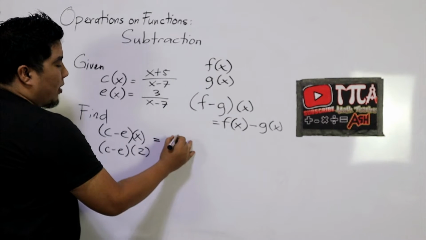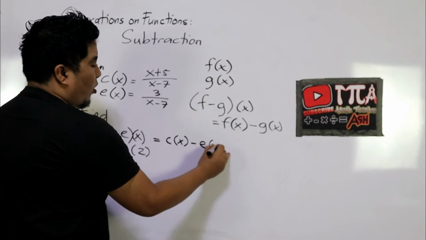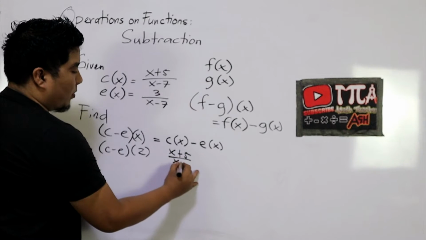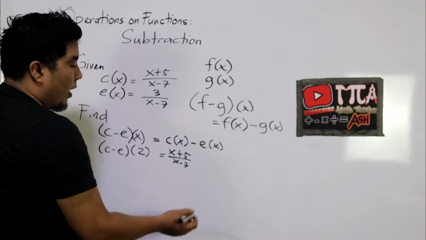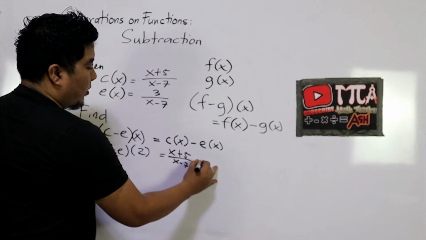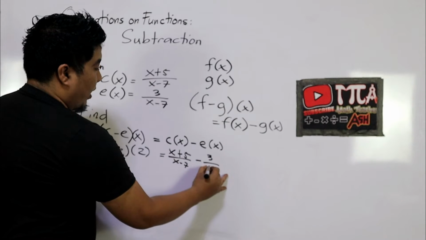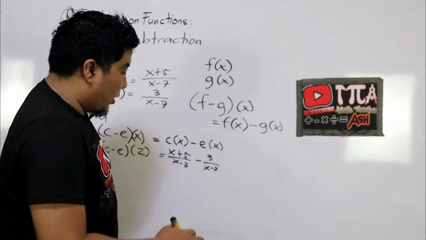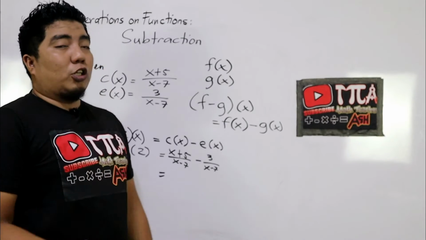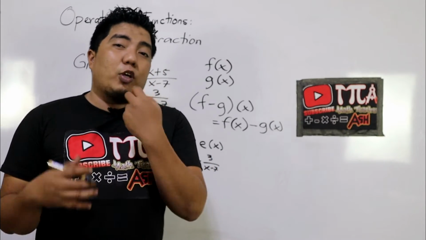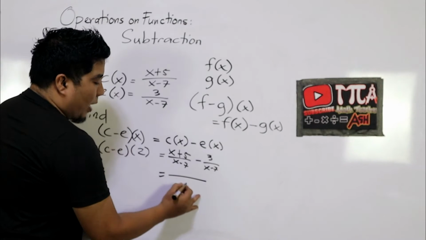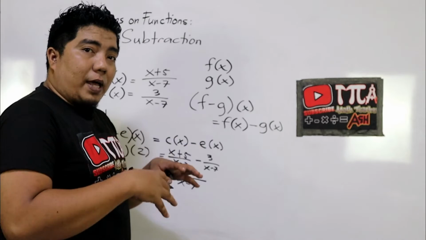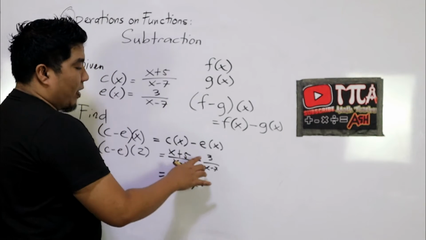Basically, you just get the c of x minus the e of x. Our c of x is x plus 5 over x minus 7, and our e of x is 3 over x minus 7. Since these two expressions are fractions, and remember, in subtraction of fractions, if you have the same denominator, you can copy the denominator immediately and then apply the operation in the numerator. So x plus 5 minus 3.